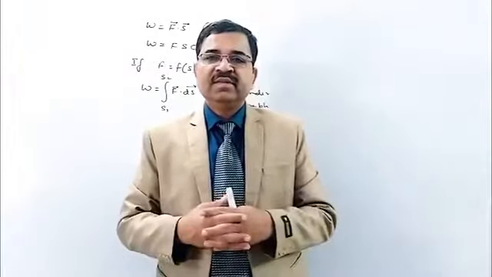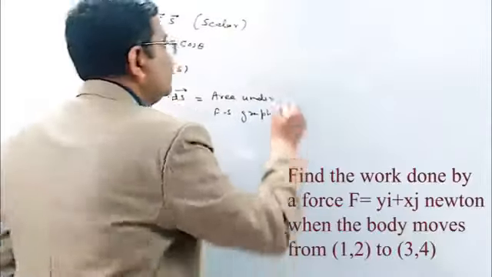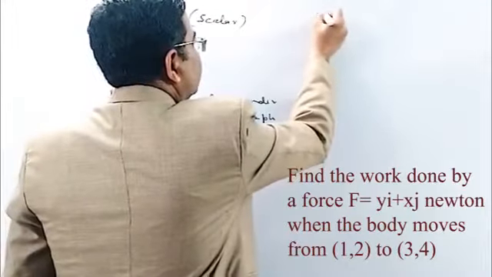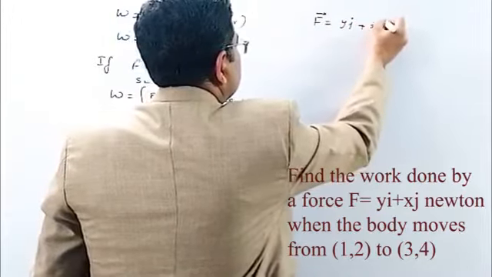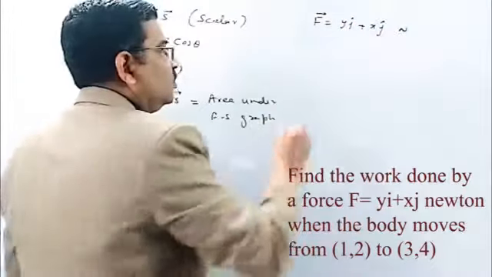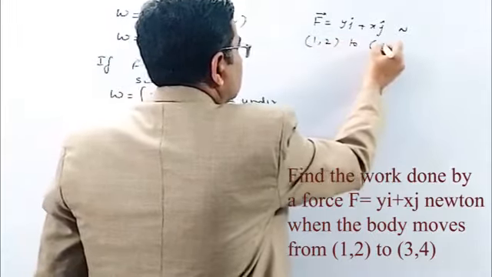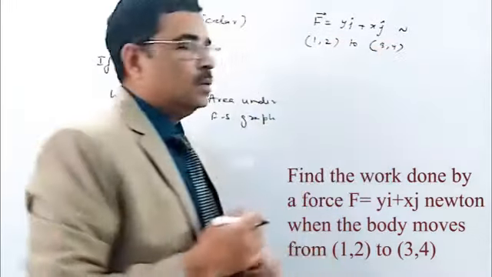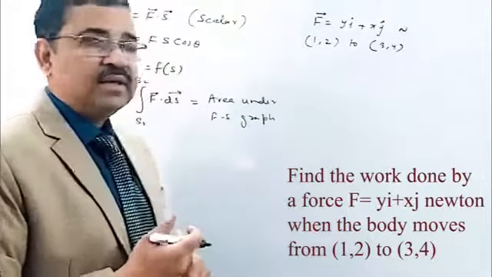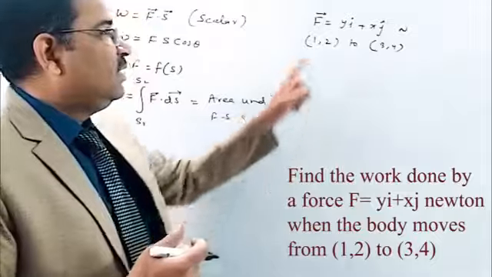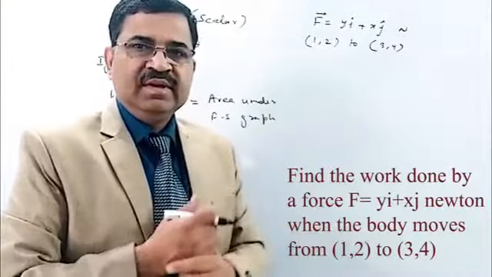Now students, I have another important question for you. The question is that find the work done by a force F equal to yi plus xj Newton when the body moves from (1, 2) to (3, 4). तो फिर से क्योंकि एक variable force है तो हम लोग integration का method use करेंगे. तो I will calculate the work done by these two forces individually and then I will add all.